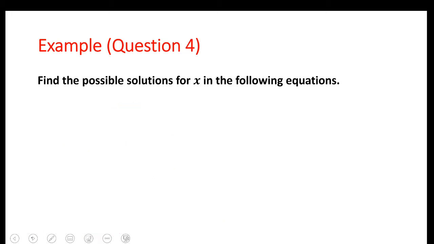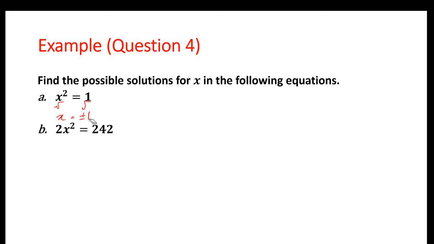Okay, find the possible solutions for x in the following equation. So what are the answers? So we've got x squared is equal to 1. What we're going to do is the opposite of squaring, which is the square root. So square root, square root. So x is equal to the square root of 1. We'll put that in a calculator. You get plus or minus 1.